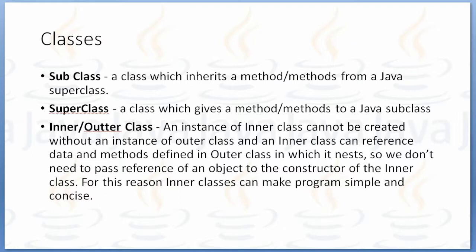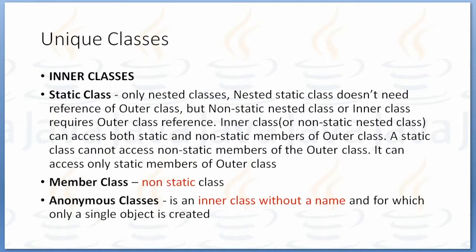Alright. Inner and outer class. An instance of an inner class cannot be created without an instance of the outer class. And an inner class can reference data and methods defined in the outer class in which it nests. So we don't need to pass a reference of an object to the constructor of the inner class. For this reason, inner classes can make programs simple and concise. Now, if you don't understand what that means, we're going to go into more detail on the next slide.